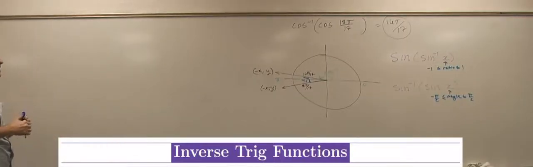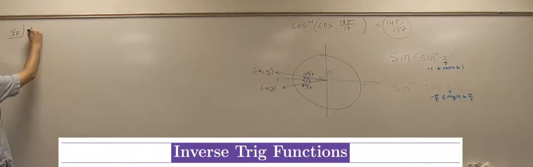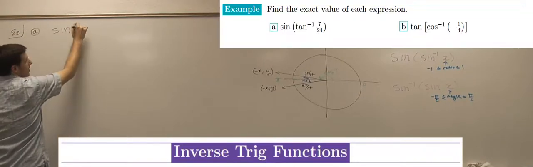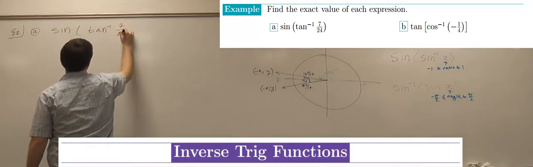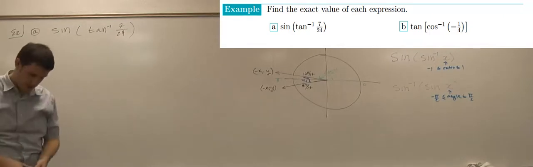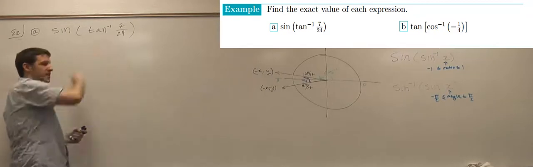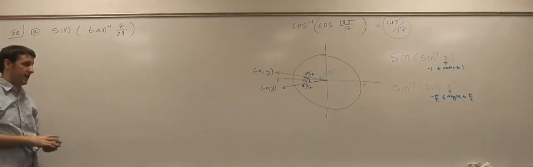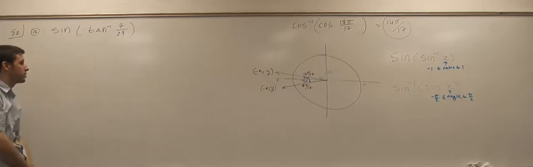For example, find the exact value of each expression. On part A here, I give you sine of tan inverse of 7 over 24. I want the exact value. I don't know exactly what tan inverse of 7 over 24 is. It's not one of my special numbers.